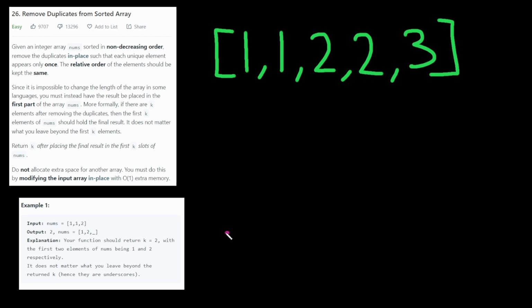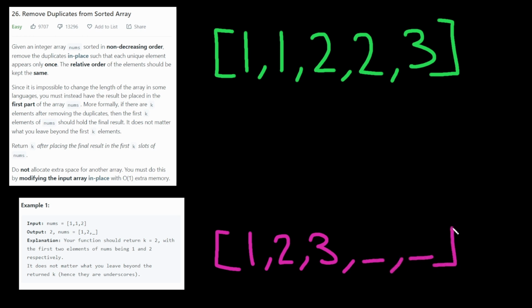Now the end result is going to look like this: 1, 2, 3. And we don't care about these elements here. What we can do is, as soon as we see a duplicate element, we can simply place it after the last non-duplicate element.